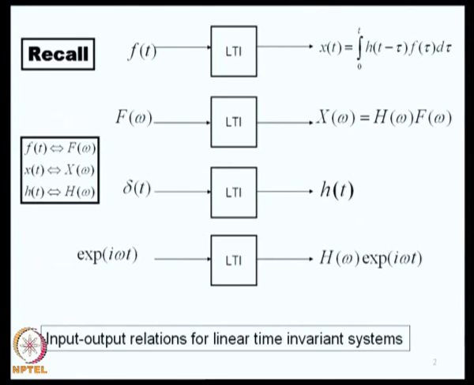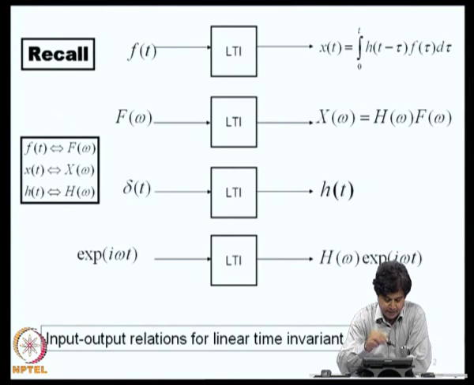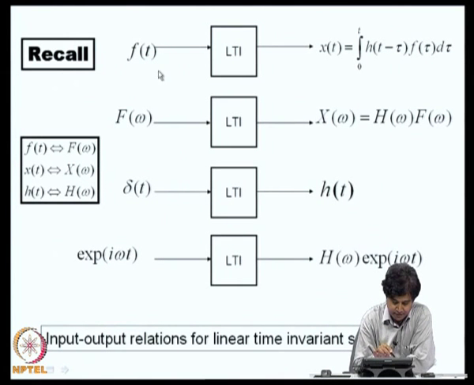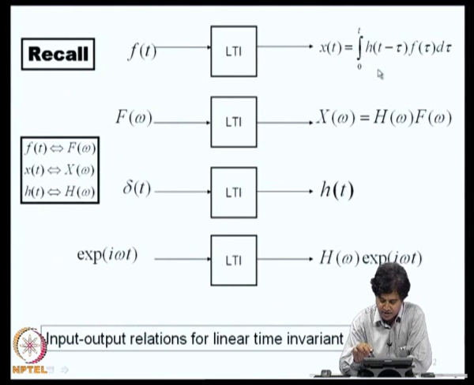In the previous lecture we considered the input-output relations for linear time invariant systems, and we showed that if f of t is the input, x of t is the output, it is obtained as a convolution between f of t and the impulse response function of the system, and that is represented through this. This is the time domain input-output relation.